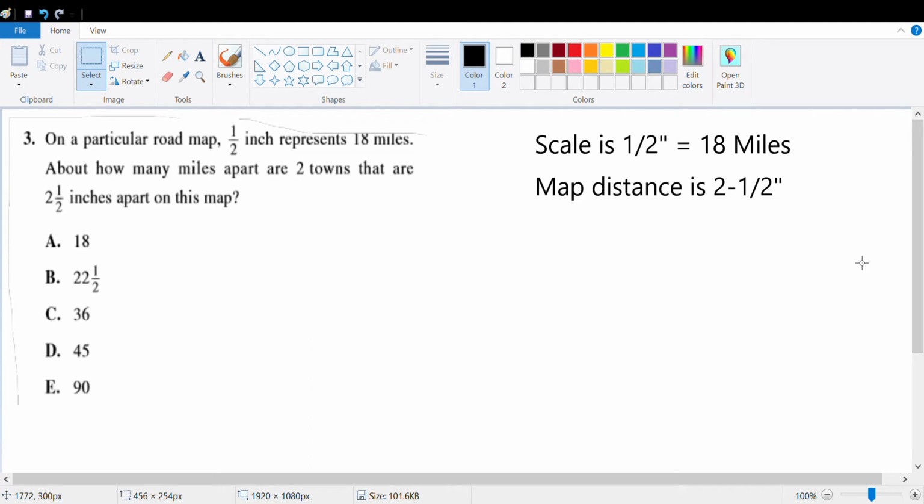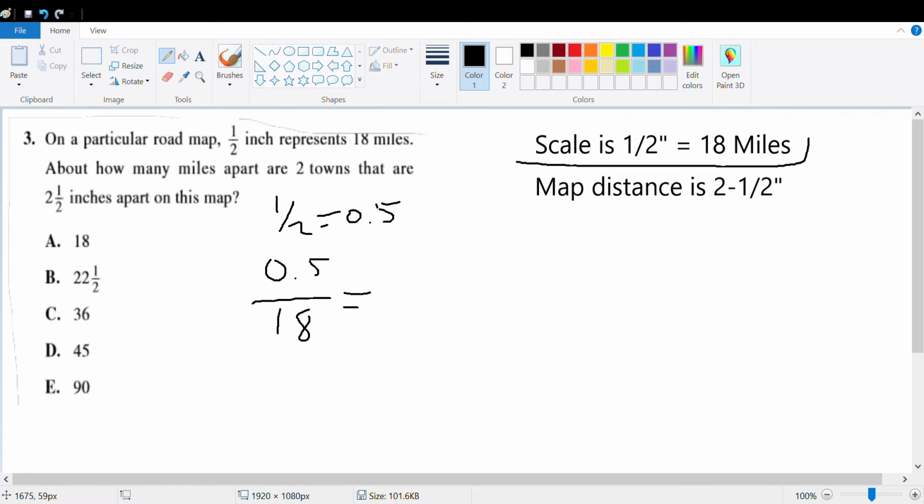So when you see a problem like this, you can start by trying to set up some sort of fraction. We know 1/2 is equal to 0.5, so to make it easier to write this fraction out, we'll use 0.5 for everything. 0.5 over 18, because that is our ratio that we're using. We see that right there. And what we're looking for is going to go on the other side.